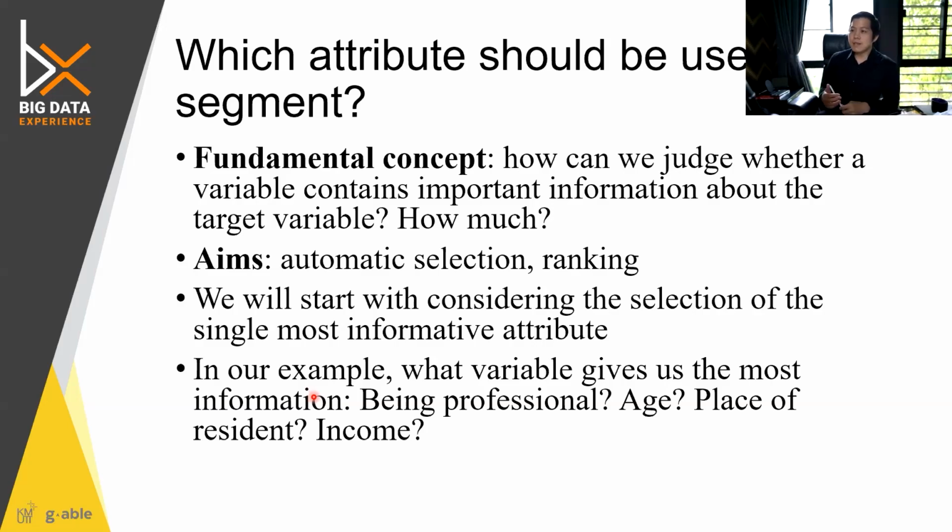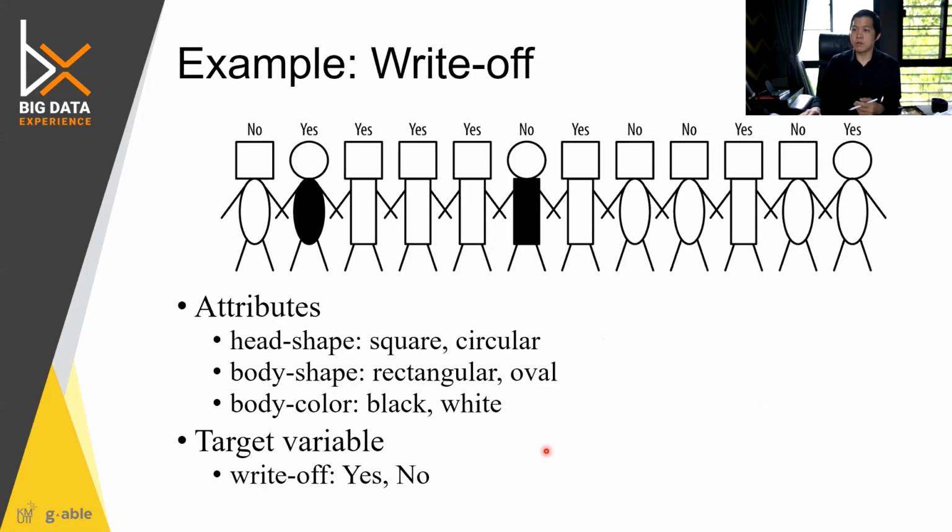Okay, now which attribute should be used to perform segmentation? Segmentation means dividing. How do we know, right? We want to judge which one gives the best information and use them to do ranking or automatic selection. Select it to perform segmentation, but which one is the best one? Should it be occupation, age, residence, or income? Which one would be the best one?